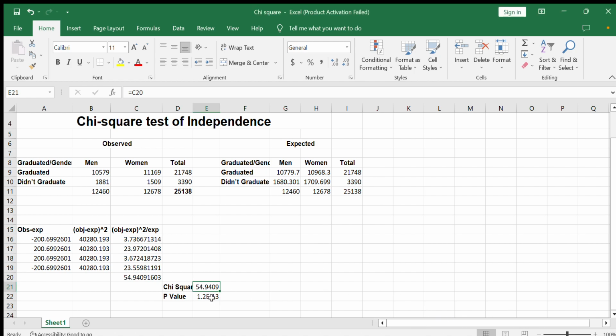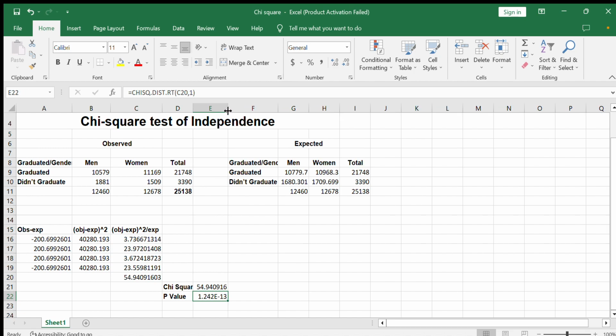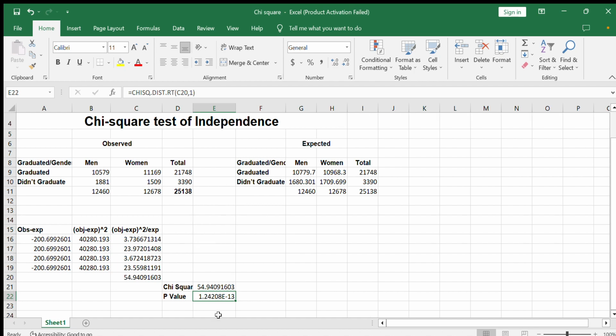Look at this value here carefully. You will see 1.2 E minus 13. If you expand this, you will see that the number gets bigger and bigger. Once you do that, you will see 1.24208 E minus 13, and that is the value you will now see back here in this Word document. You will now see the p-value. You have the p-value and you have the calculated value. The calculated value is compared with the table value.